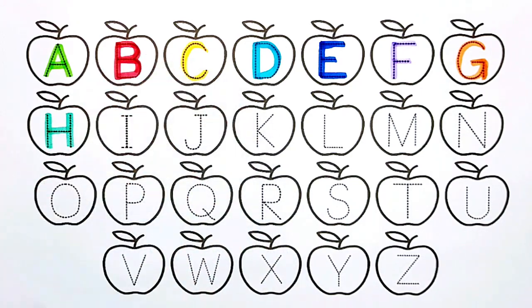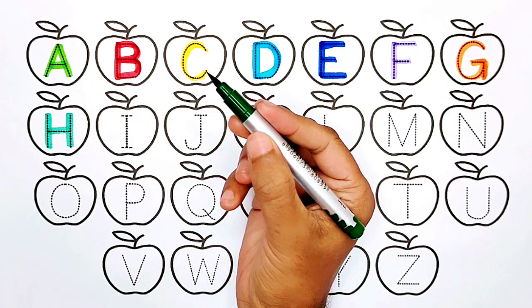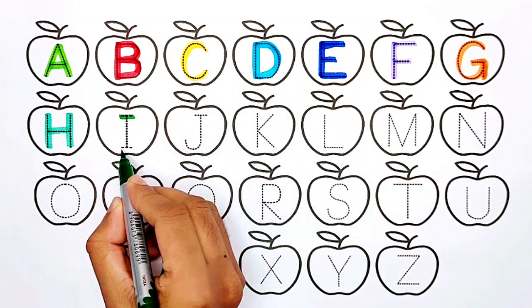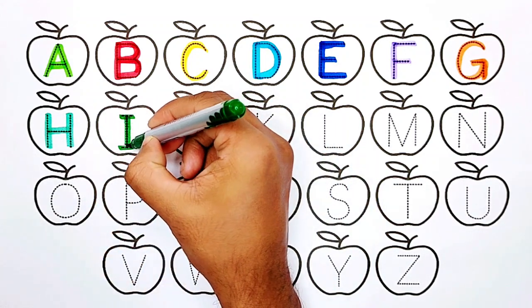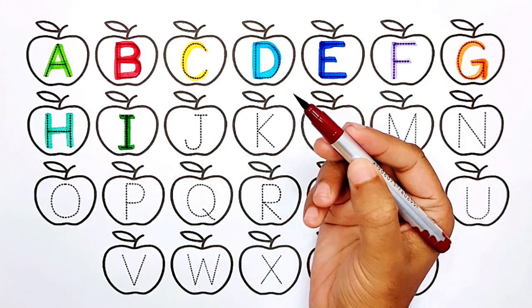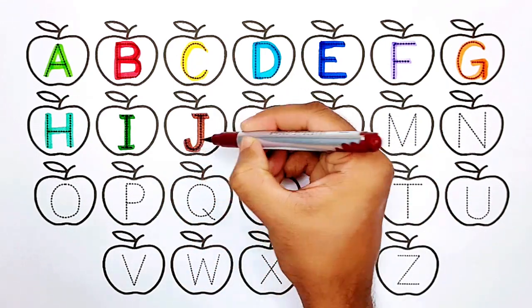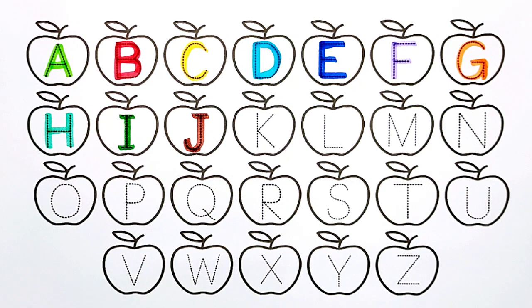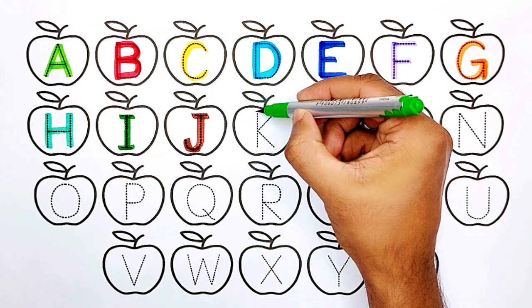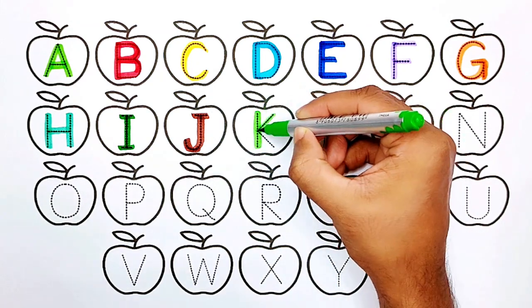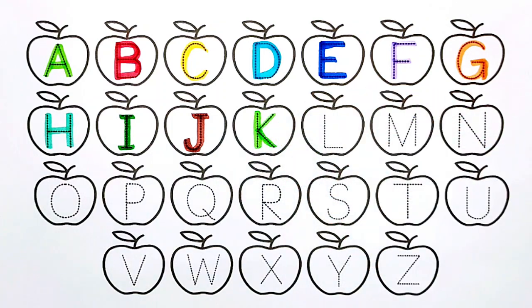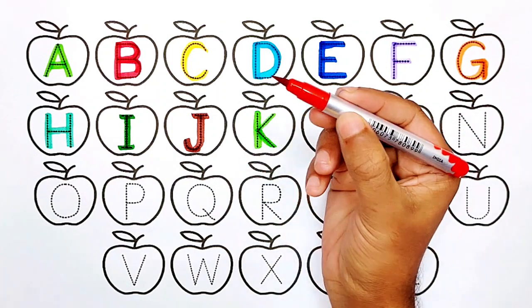H for hand. Green color. I for igloo. Brown color. J for juice. Light green color. K for kite. Red color.